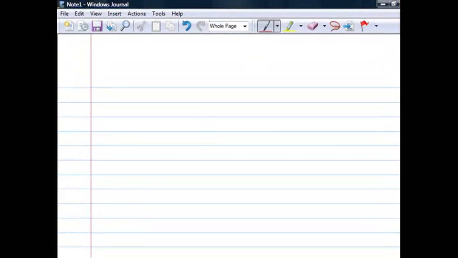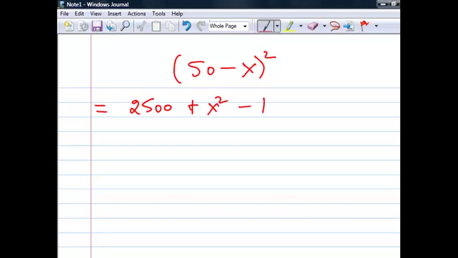Suppose we have a number which is something like this: (50 minus x) whole square. So x can be 1, 2, 3, or any number. If I derive it, it will be 2500 plus x square minus 100x. Now it can again be written as (25 minus x) into 100 plus x square.